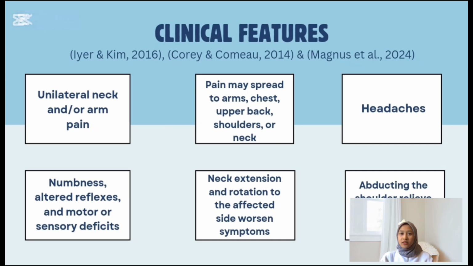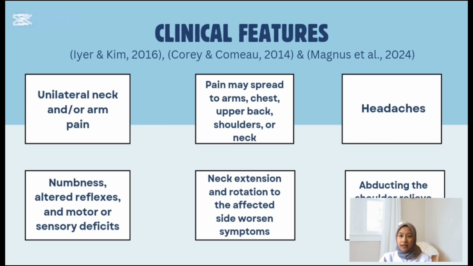The first clinical feature is unilateral neck or arm pain. Pain typically occurs on one side of the neck or arm. It can be sharp, burning, or aching. The second one is that pain may spread to other areas such as the arm, chest, upper back, shoulder, or even other parts of the neck. This happens due to nerve irritation or compression.